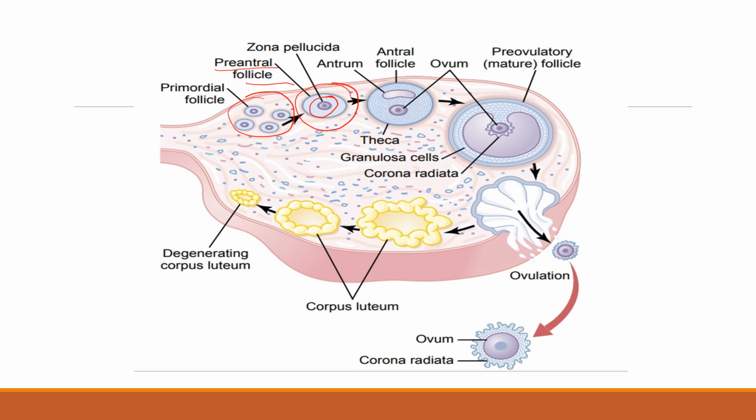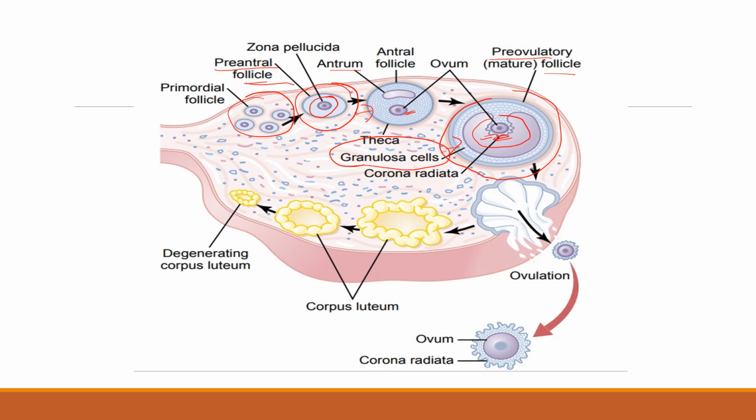Now this develops into an antral follicle, and inside that we can see that a matured ovum is there. Then this comes to the pre-ovulatory follicle, where the granulosa cells have already developed. We have the theca cells also, and inside that is the corona radiata. So all these developments have happened from the pre-antral to the antral and to the pre-ovulatory follicle state.